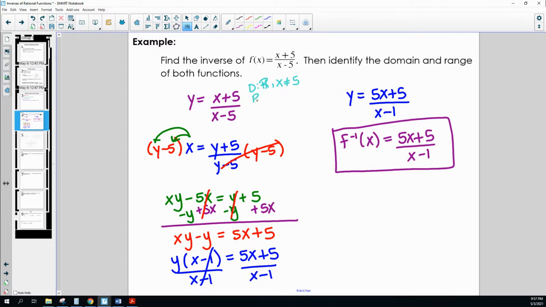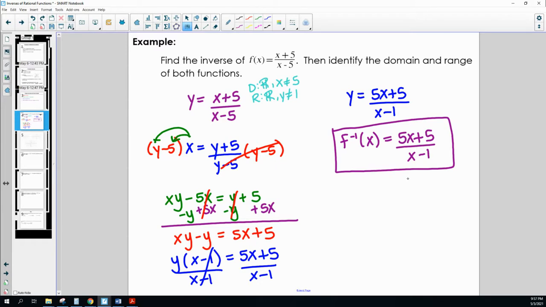For our range, we can see that it would be all real numbers, except y can't equal our horizontal asymptote. Because the degrees are the same, we can divide what's in front, so y can't equal 1. Now, finding the range is sometimes a little bit tricky. So if we find the inverse, we know that the domain and range of the original will be the reverse of the inverse. So for instance, the domain of the original should match with the range of the inverse.